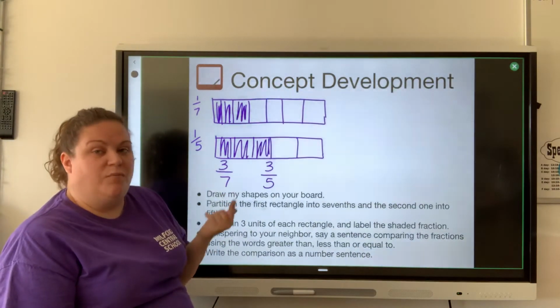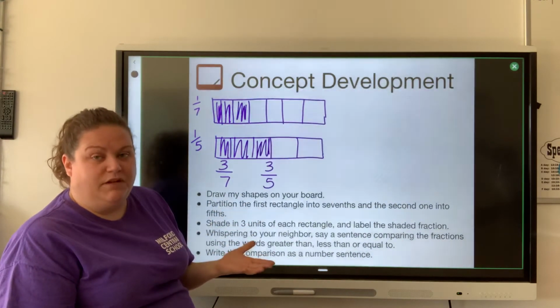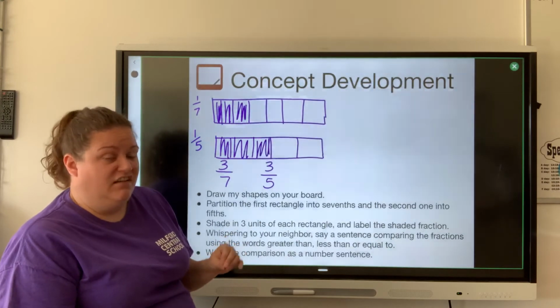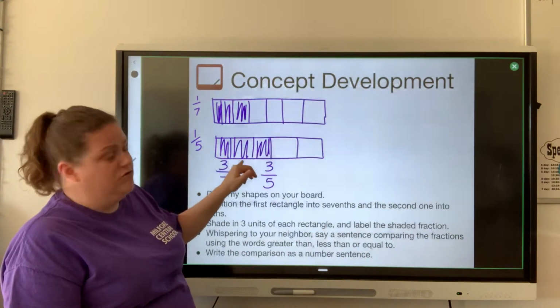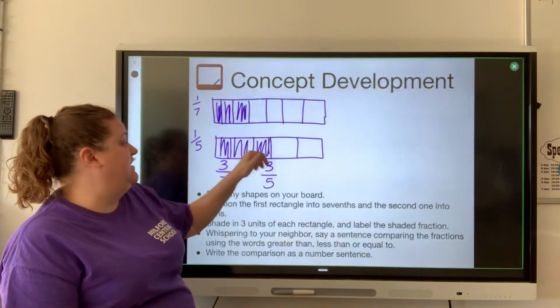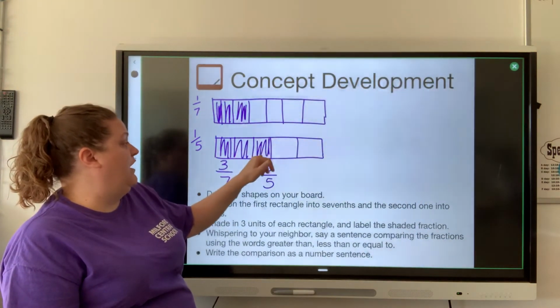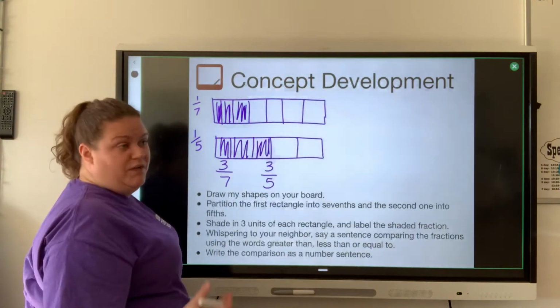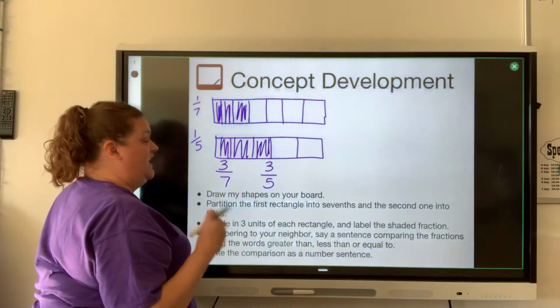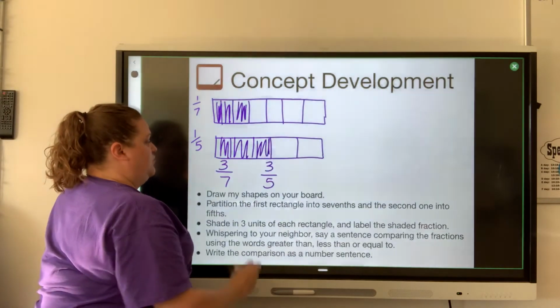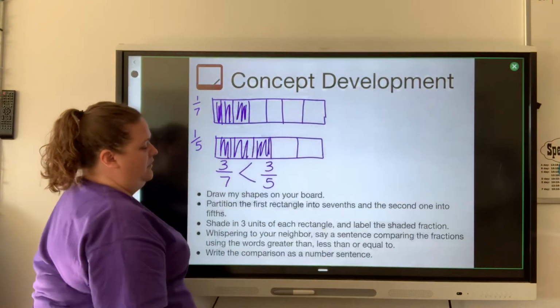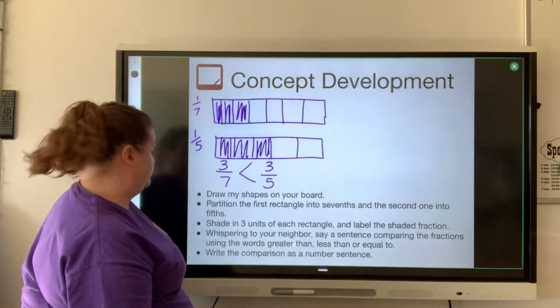So what do we know about fractions? The bigger your denominator, the smaller your pieces. So if you look and you compare them, even though mine are kind of wonky in how I drew them, you can see that this one is greater. So our fifths are greater because we have bigger pieces to deal with, even though the numerators are the same. So 3 sevenths is going to be less than 3 fifths.